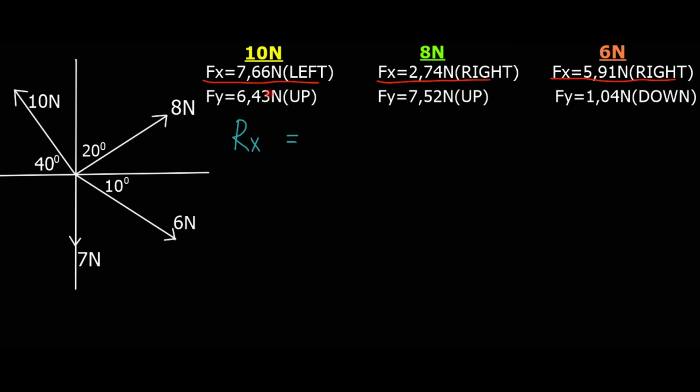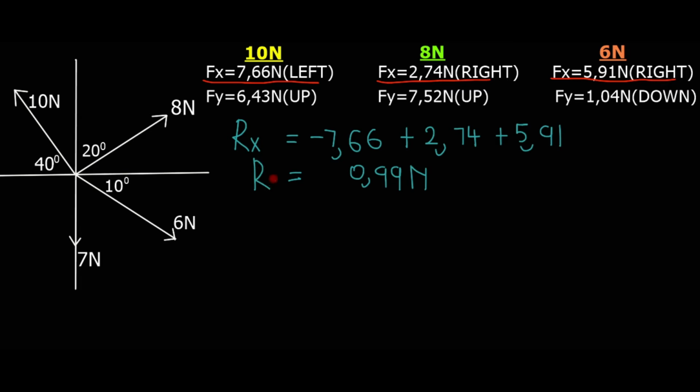So from there let's add this one is 7.66, and then because it's to the left re la gore ke tlo re negative 7.66, and then this one is to the right re la gore is positive, so ke na le 2.74, and then this one is to the right re la gore is positive, it's 5.91, and then from there the answer it will fa gore ke 0.99 newtons. And because ke positive re la gore this is to the right. And then now let's find the resultant ya y.